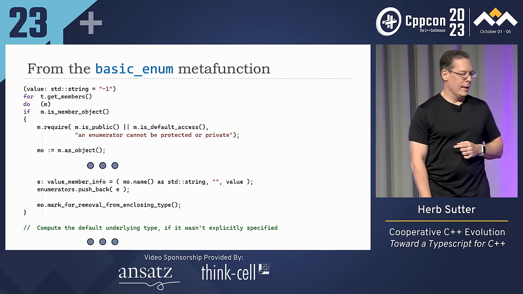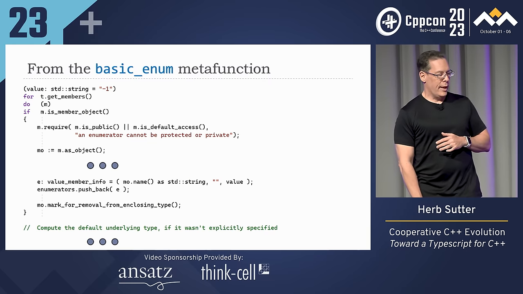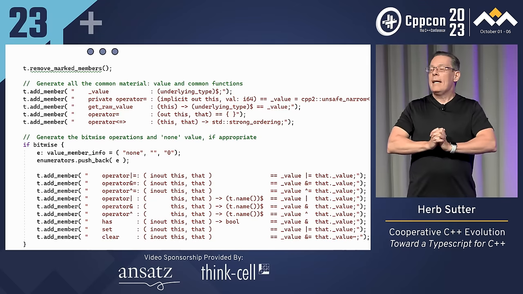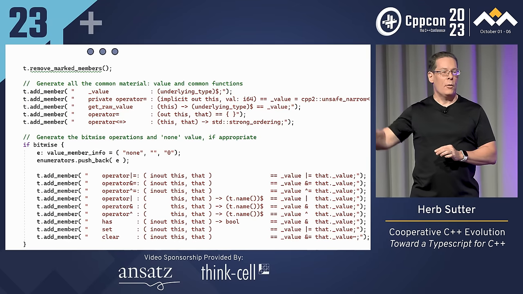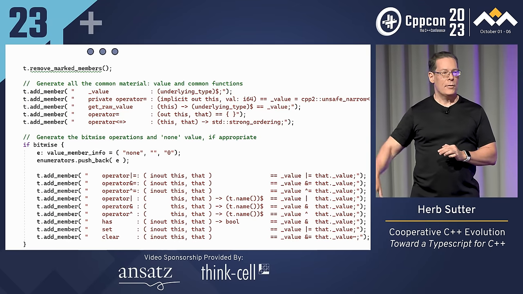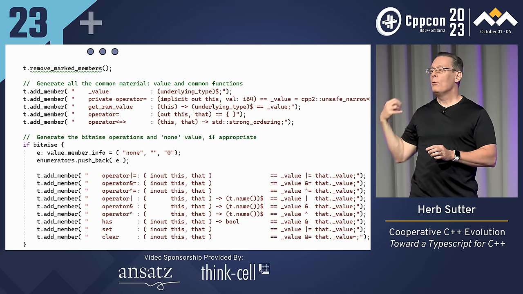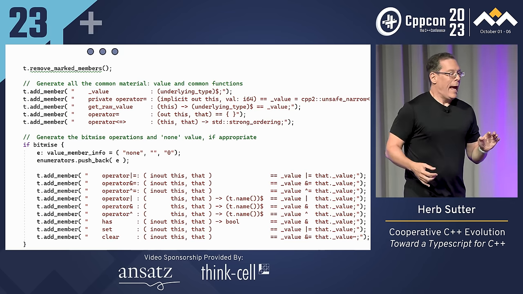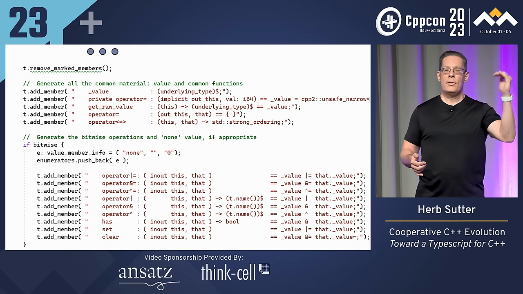You'll see that in a second. Then we compute the default underlying type, if the user didn't specify it. I'll skip that part. Then I say, remove all those marked members. So all the data members, the value members that I processed, remove those. Don't worry, they're about to come back better. And then I'm going to call a series of add member calls.